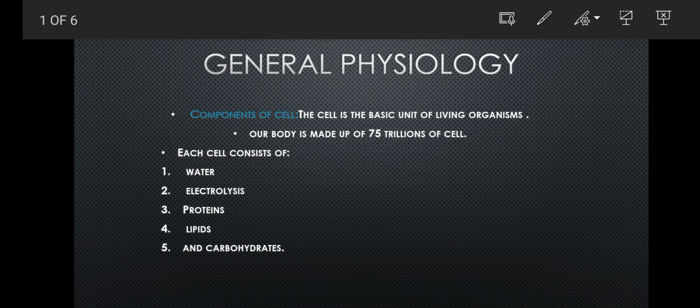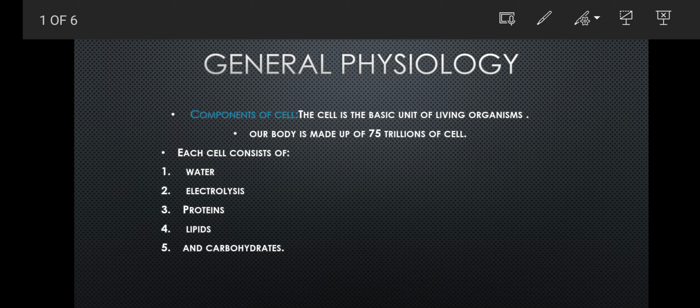We will see that each and every function of the human being is actually performed by a specific organ system of the body. Each organ system is made up of various tissues, and these tissues are made up of millions of small units termed cells.